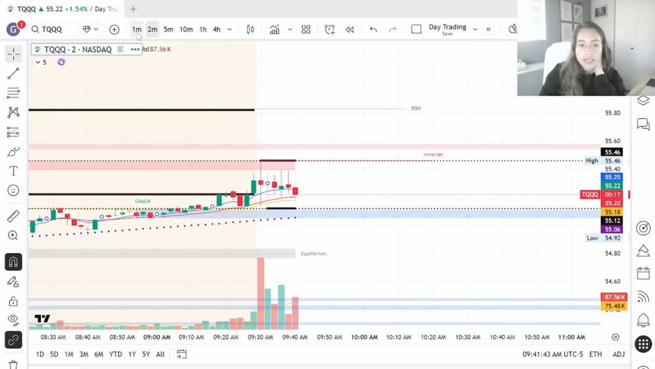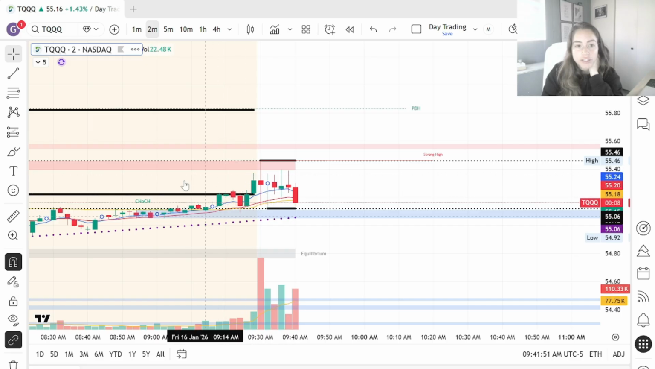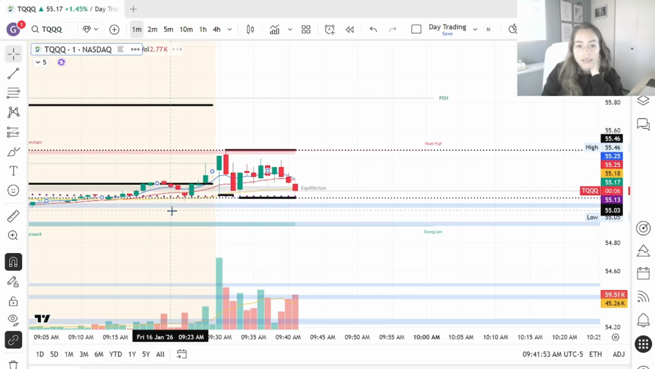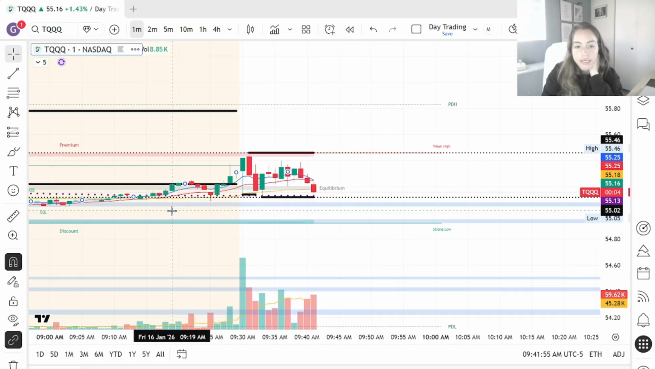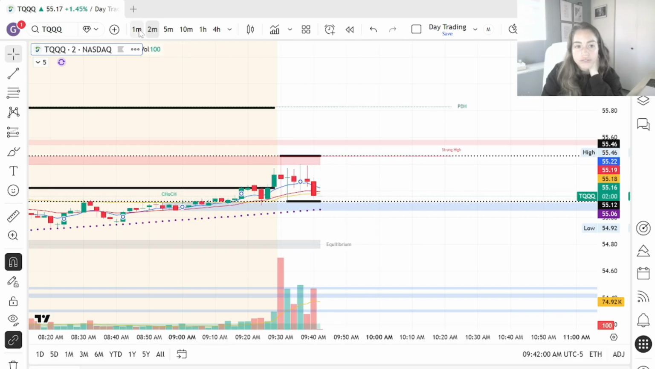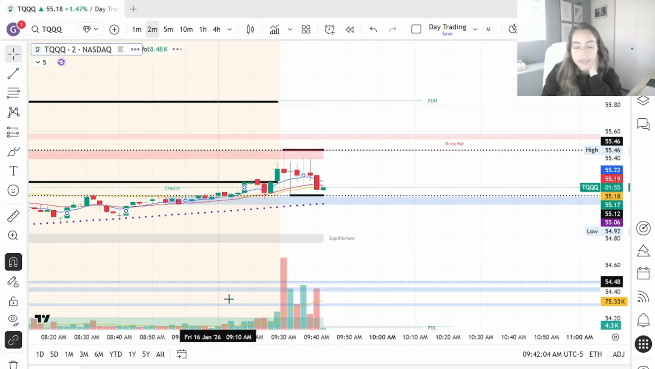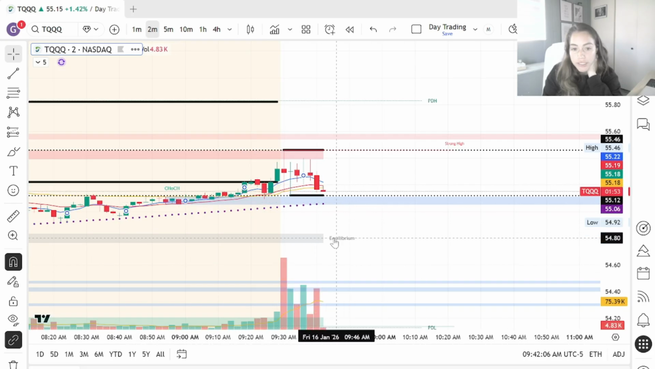Look at the wicks. Also, I'm in a 2-minute time frame. The reason I'm on a 2-minute time frame is because it kind of closes out some of the noise. Look at the 1 minute. There's a lot of noise here. So the 2-minute kind of consolidates it into a few candles versus all these candles. And it keeps you from trading way too fast. At least it keeps me from trading way too fast.